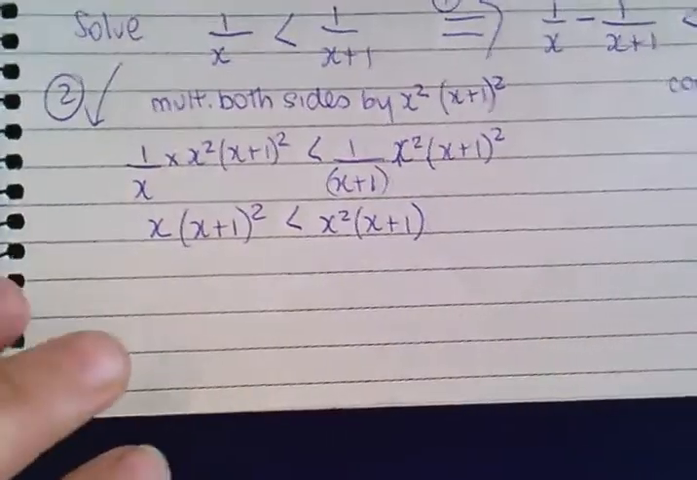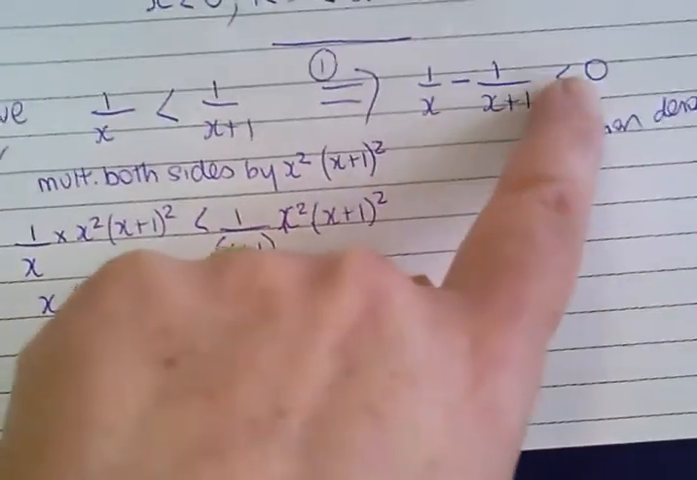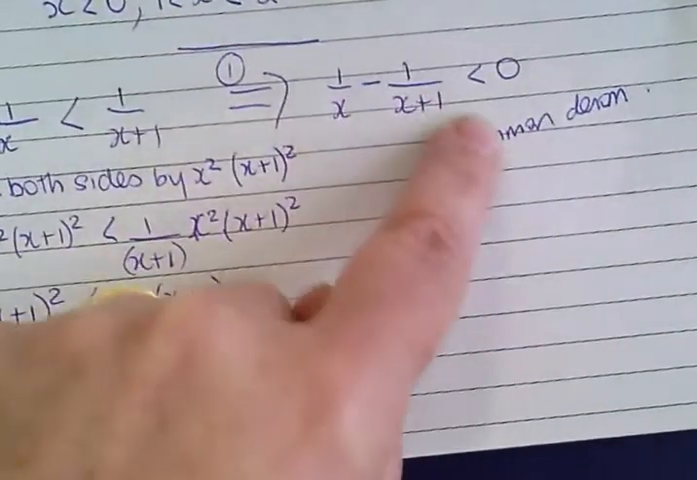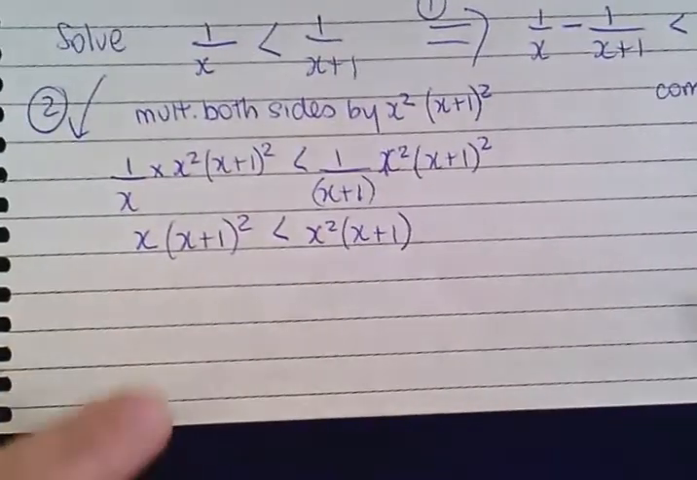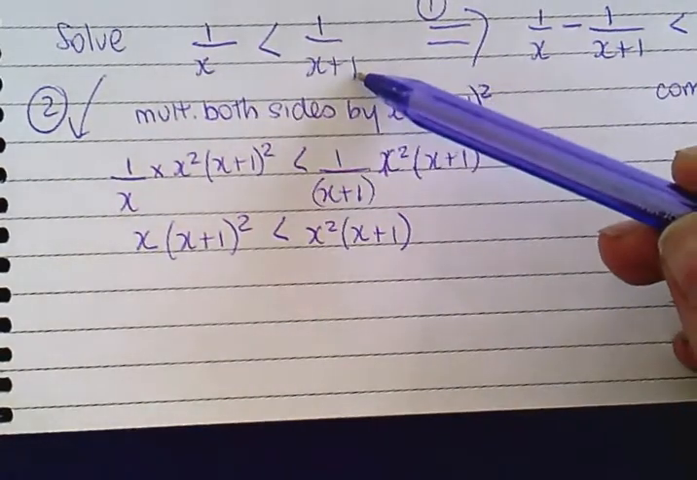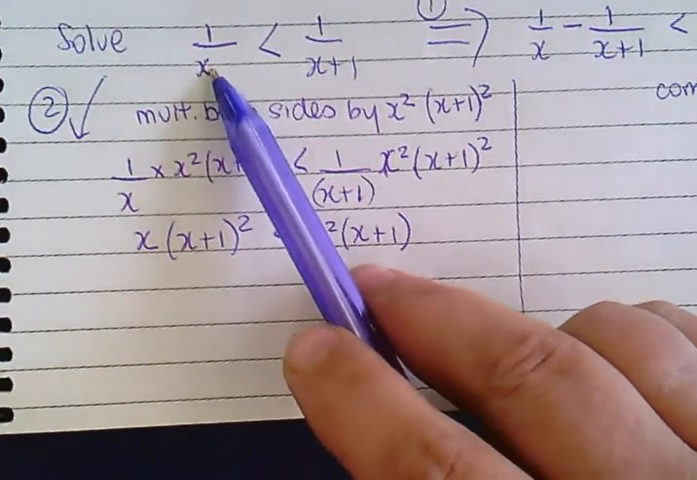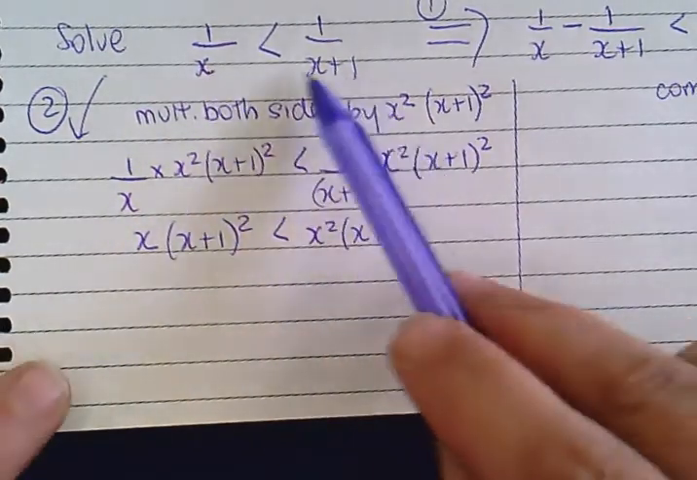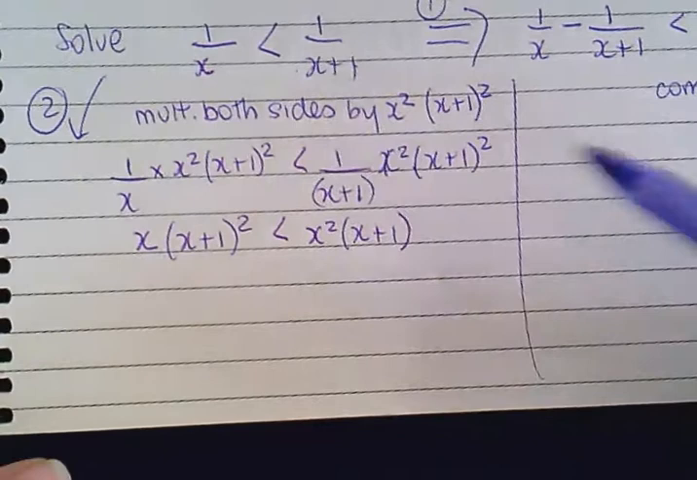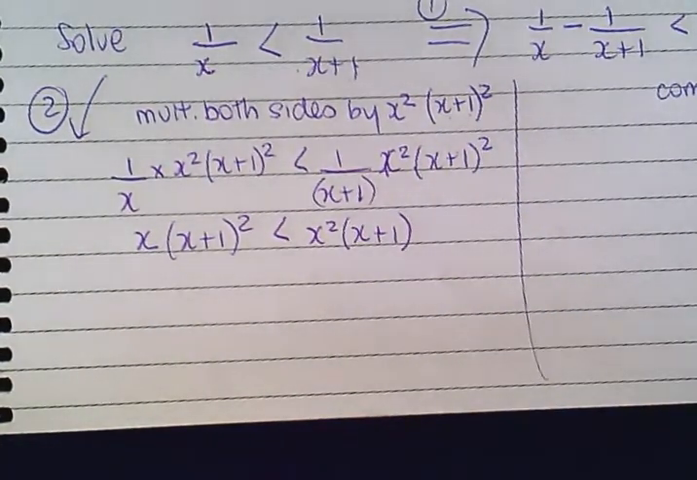Not sure where I'll stop recording here, but one way to do this question would be take everything over to the left-hand side, less than 0, make a common denominator and solve it the way we just did this question up here, because it's almost identical. The second method would be to deal with the x squared and the x plus 1 squared using normal methods. So if we want to deal with the x on the denominator, we multiply both sides by x squared. And if we want to get rid of the x plus 1 on the denominator, we multiply both sides by x plus 1 squared. So we can do it together.